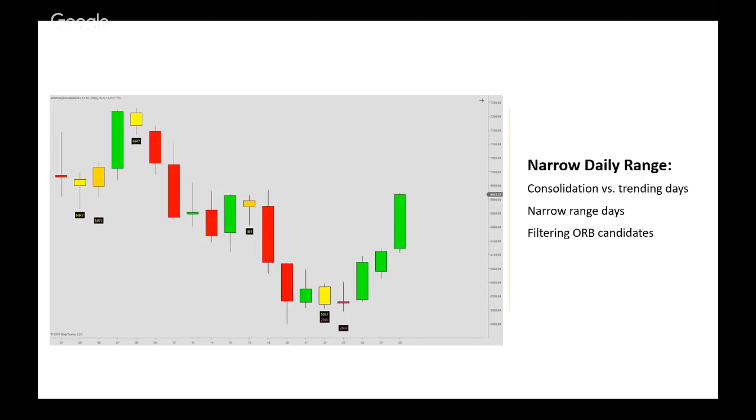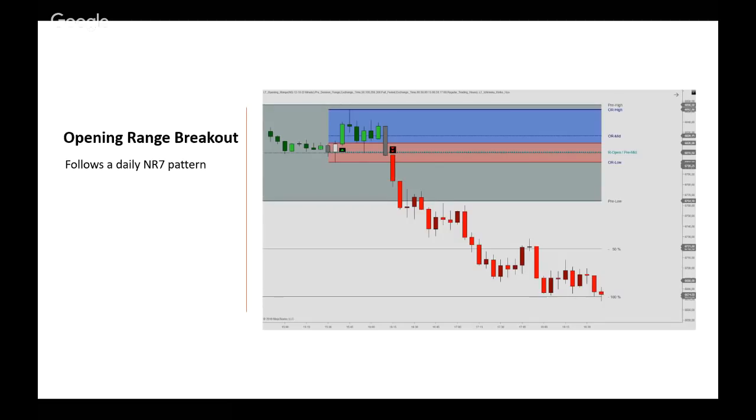So looking at this, we have daily bars of the NASDAQ futures contract, and we see how the narrow ranges here precede the ranging days, the trending days. And for the short term, this is one of the days followed by a narrow range bar in NASDAQ.